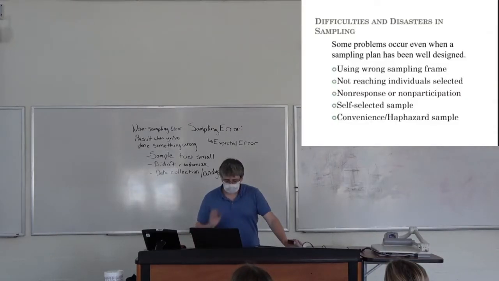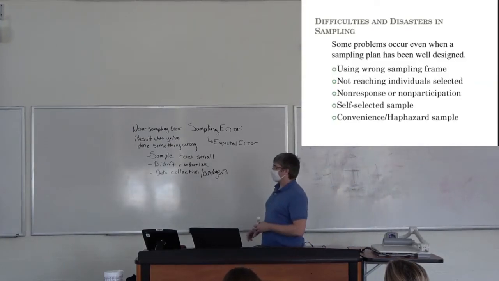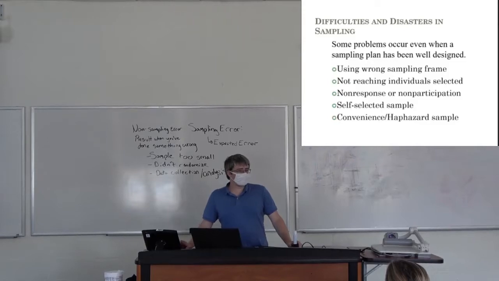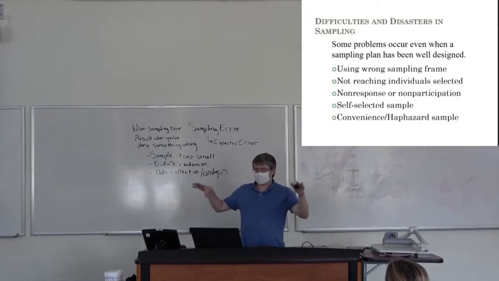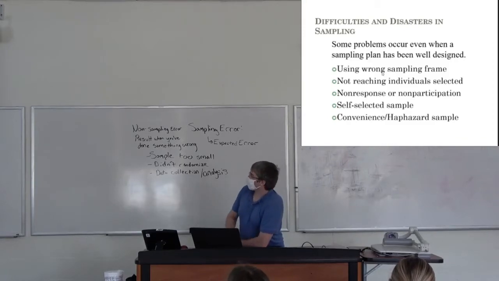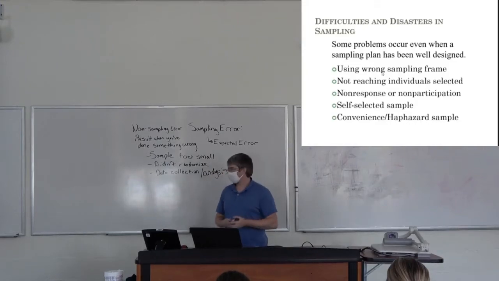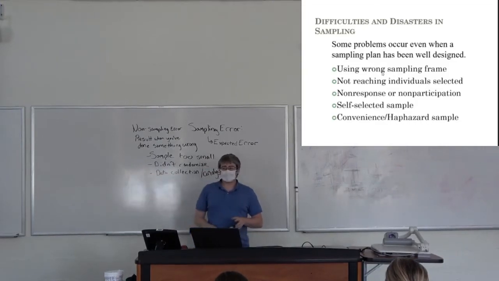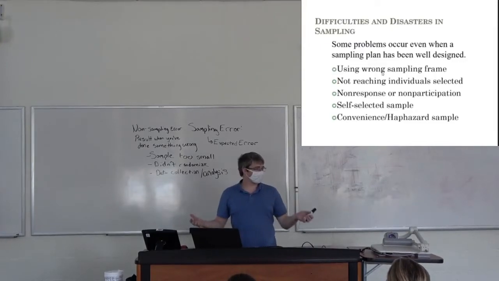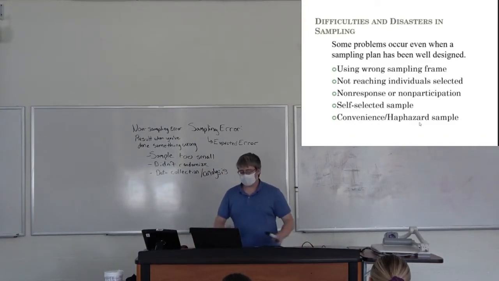Awesome. Well, now we can get into some difficulties and disasters in sampling. And I say disaster lightly, it's not like I'm in Chernobyl or anything. It's not that level of disaster with sampling, but it can affect your research. Some examples here are you might use the wrong sampling frame. You're not reaching the individuals you want to, like I was talking about with that 4th floor over there. If you don't reach your target population at all, you've failed if you want to understand them. Other difficulties are non-response or non-participation, and a self-selected sample or convenience or haphazard sample as well.